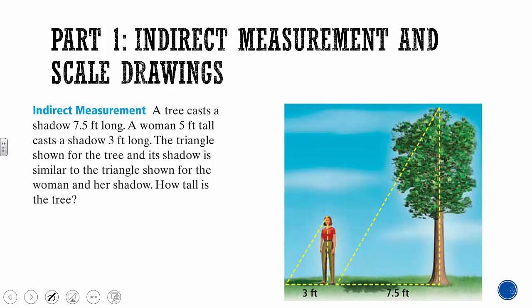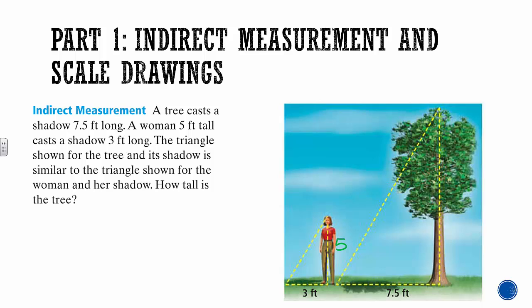So, indirect measurements and scale drawings. A tree casts a shadow that's 7.5 feet long, which we have labeled down here. A woman is 5 feet tall and casts a shadow of 3 feet long. The triangles shown for the tree and its shadow are similar to the woman and her shadow. How tall is the tree?